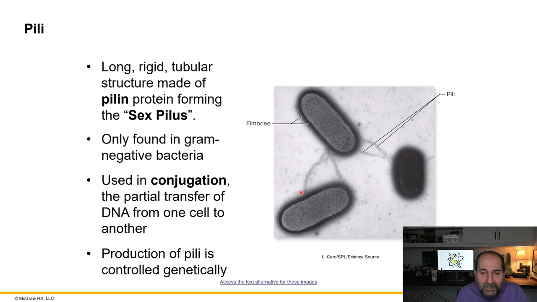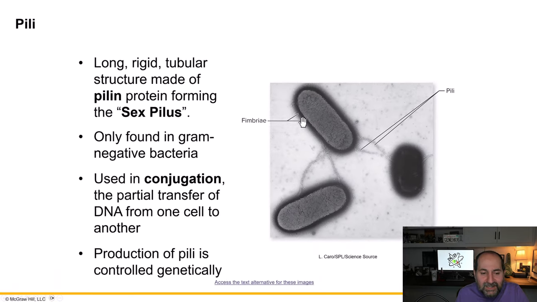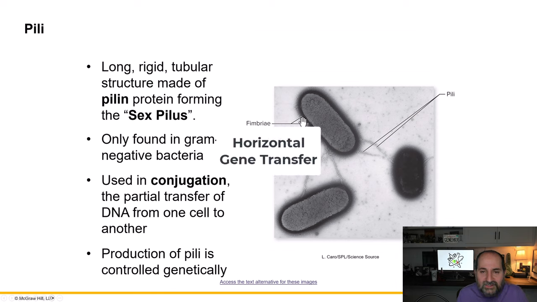So you make a hollow tube. Let me zoom in here. You make a hollow tube that docks onto a neighbor. That neighbor may or may not be of your same species of bacterium. You then send that neighbor genes. You can send that neighbor various genes. You can send that neighbor plasmids. You could send that neighbor genomic DNA. You could send that neighbor all kinds of genes. And this is known as horizontal gene transfer.